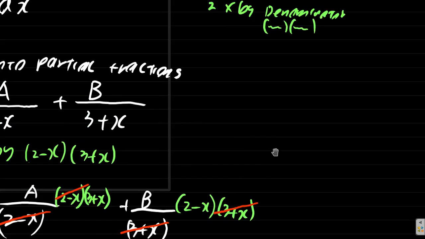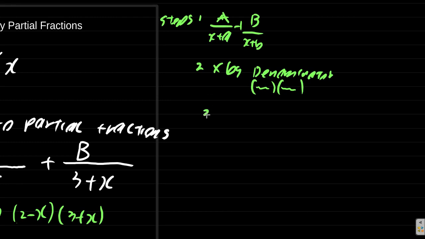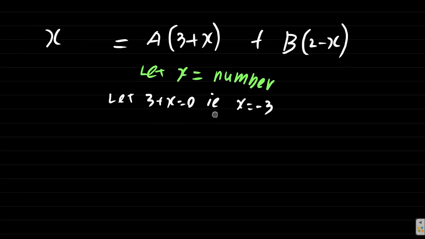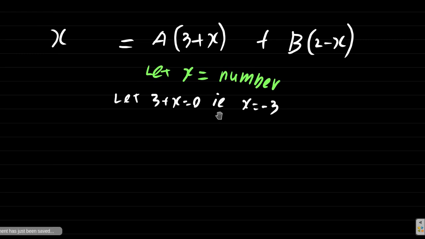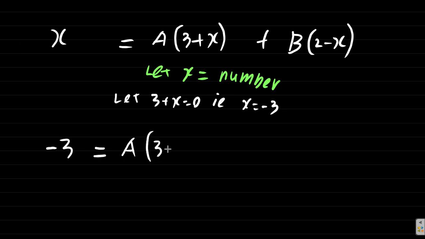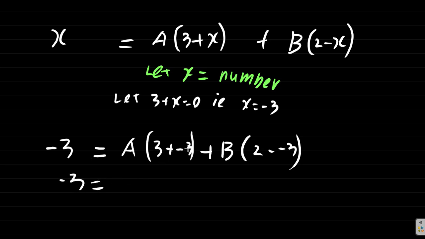So that's the third step. Step 3 that we have here: let x equal a number, whatever number that is, but it's best if we choose a number to make a or b disappear immediately. So let x equal negative 3. What is going to happen? Negative 3 equals a times 3 plus negative 3, plus b times 2 minus negative 3. What happened here? 3 plus negative 3 is 0. A is gone. And then 2 minus negative 3 is 5. So b times 5, so 5b.